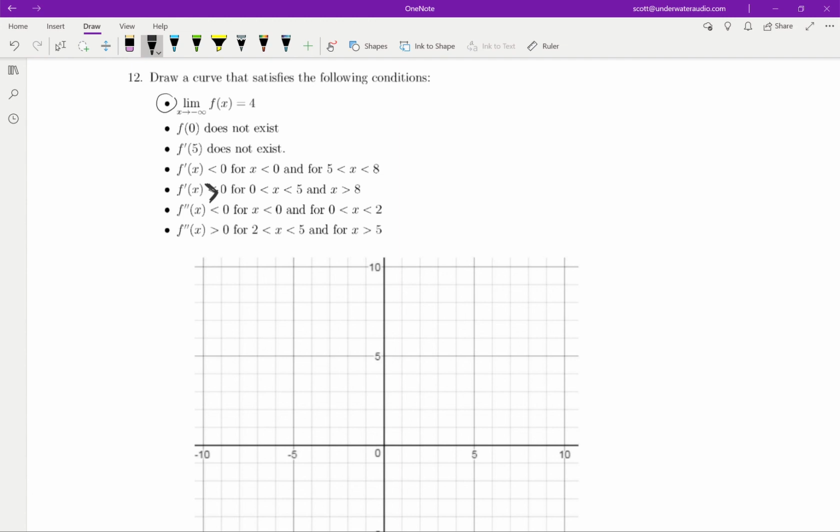So starting at the top, the limit as x goes to -infinity of f of x is 4. So as we go to the left, this should have a height of 4. So let's do the next one. F of 0 does not exist. Okay, so I'm going to put open circles here to remind me when I plug in 0, there should not be a y value that goes with it. And then I'll erase that later and make it a little bit better.